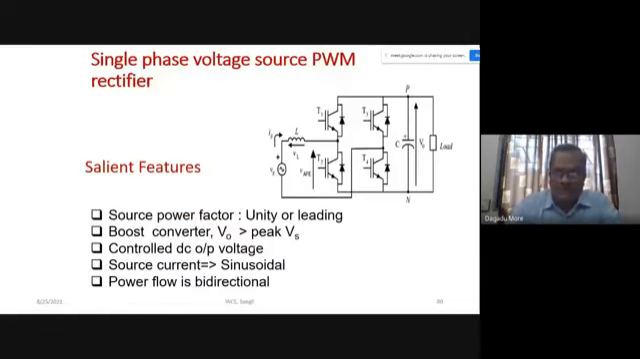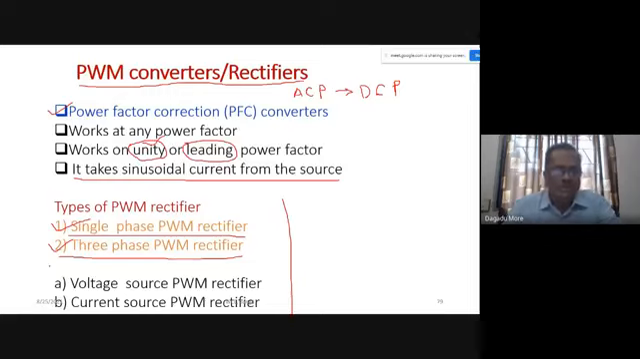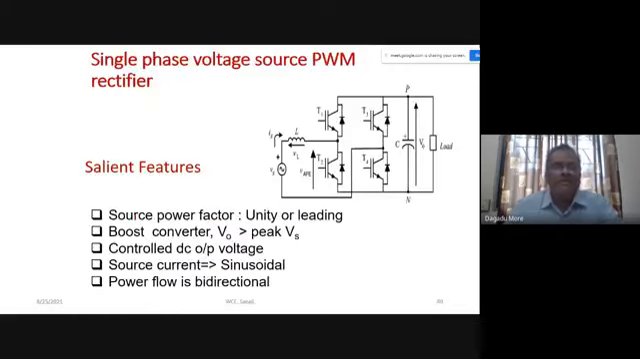Now let us start with single phase and voltage source. So we take the combination of these, a single phase and the voltage source, and that will be our single phase voltage source PWM rectifier.